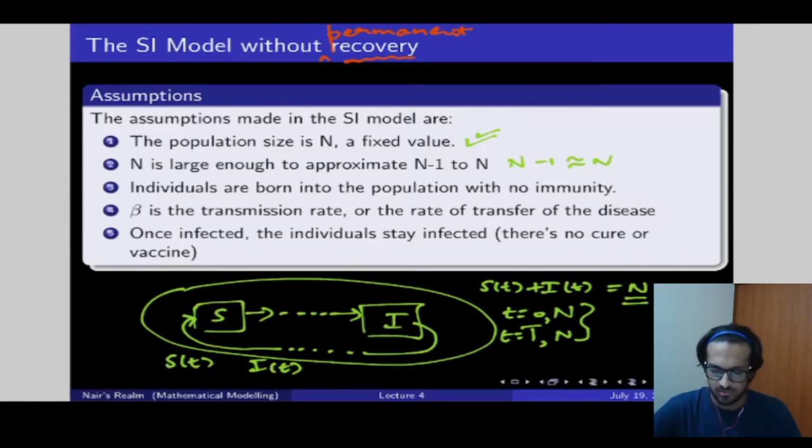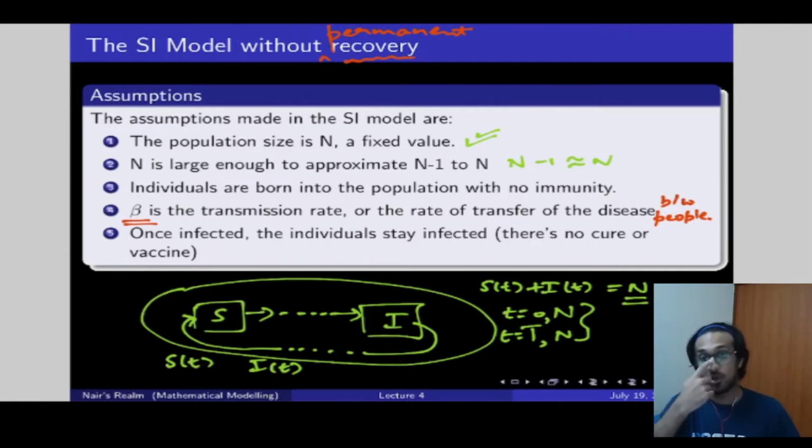Now the next thing is, this is not an assumption, it's more of a terminology. So this is beta. Beta is termed as the transmission rate, or the rate of transfer of the disease between people. So for COVID, for example, once the disease dies down and we have all the numbers from all the countries all over the world that were affected by it, and the biologists study it more and more, and also the computational biologists study it, they will come up with a value which tells you how fast the disease transfers from one person to another. And that is essentially beta.